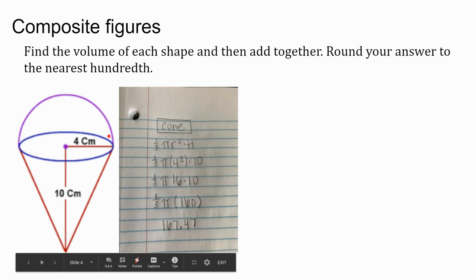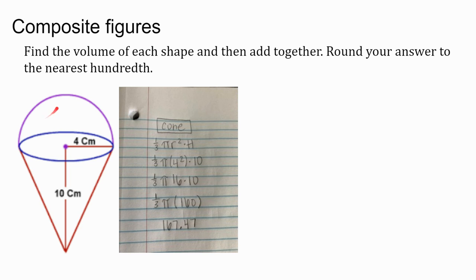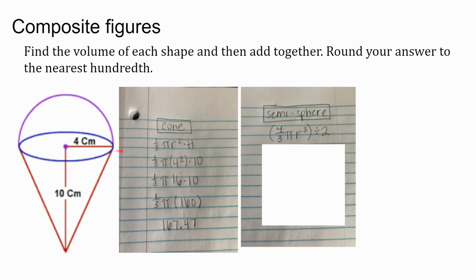Okay, now this is considered a sphere, but if you notice, is the whole sphere there? No, it's not. So this is actually considered a semi-sphere, which means that when you are finding the volume of this, you need to divide it by 2 because you only have half of the shape, because the other half is already down here and we already included that with the volume of the cone. Otherwise, you would have extra. My volume of a sphere is 4/3 pi r cubed. And again, because I'm only doing half of that shape, I would divide it by 2.